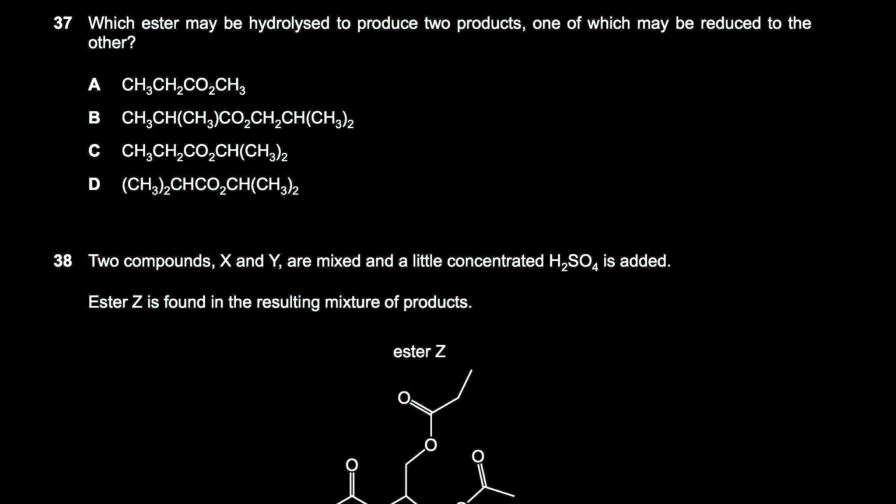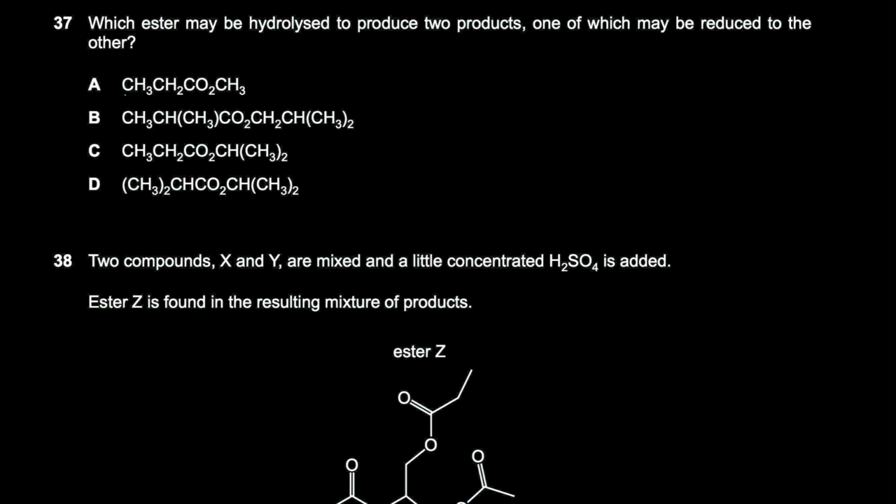Which ester may be hydrolyzed to produce 2 products, one of which may be reduced to the other? So they're saying when we hydrolyze this ester, we get 2 different products, and one of those products can be made from the other product by reduction. We can reduce one of those products to make the other product.